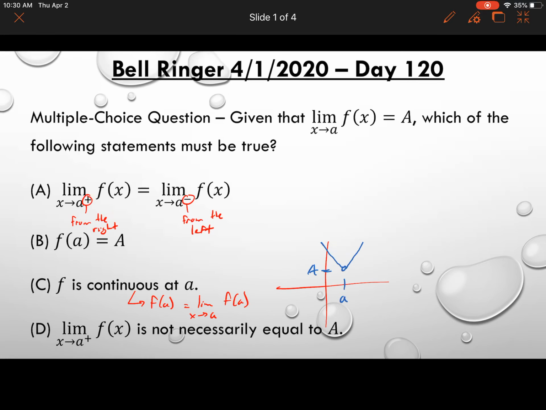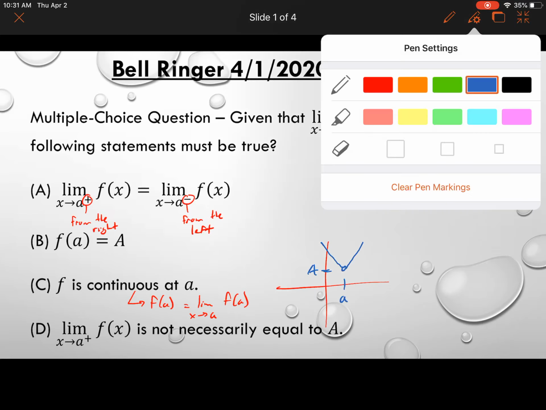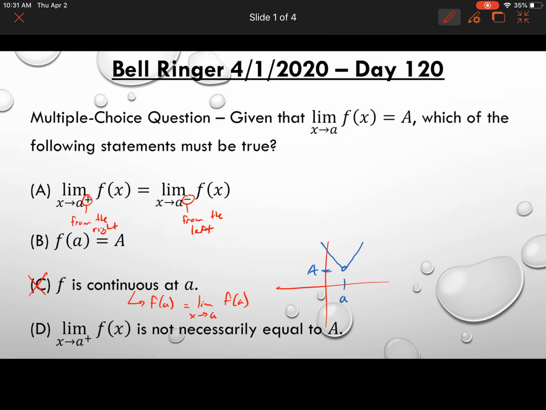All right, so that's out. I just drew a graph that is not continuous at a, so that one's out. Okay, so now B is saying, does f of a equal A? Well, that's basically what we did for C as well. Does f of a equal what the limit is approaching? It does not. For f of a, there's a hole, but the limit is equal to A because that is the y value that you're getting closer and closer to, that you're approaching. So B is out. So now let's look at A.